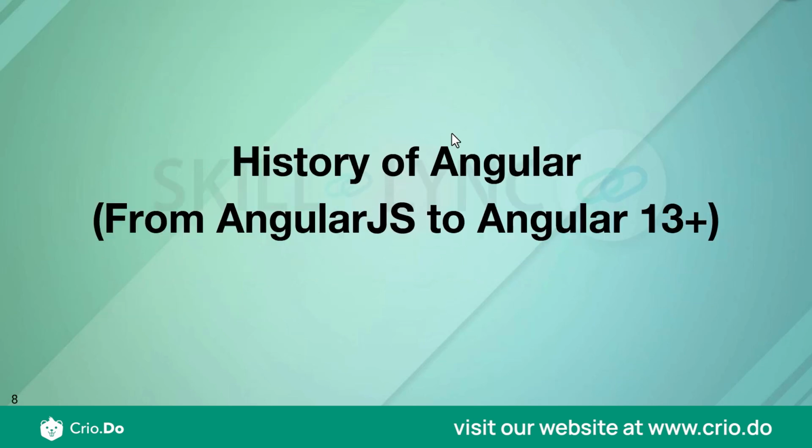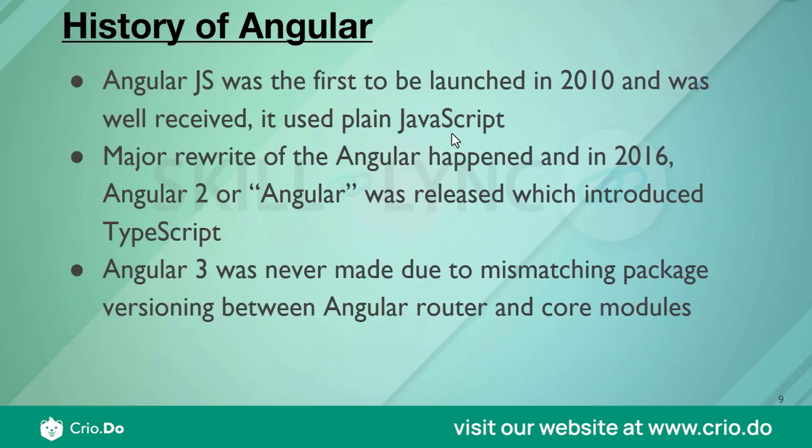Now the history of Angular, to understand how Angular has evolved over time, right from the first version, which is AngularJS, to the current version of Angular, and we'll even understand what the future versions would be like. The first Angular version was released way back in 2010, and it was called AngularJS. It used plain JavaScript to write web applications.